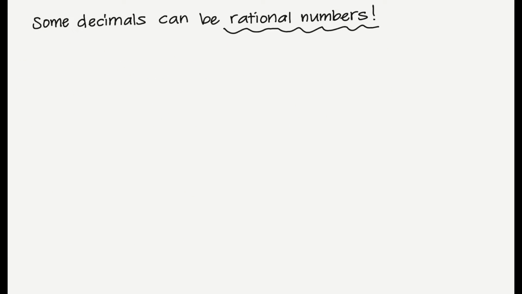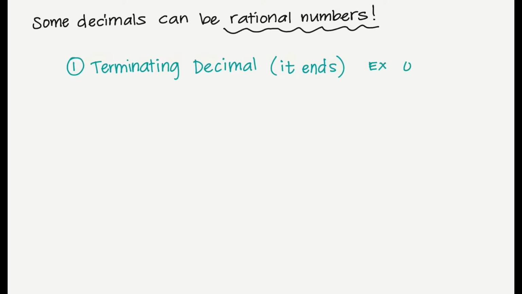Some decimals can be rational numbers, which means some decimals can be written as a fraction. And there are 2 types of decimals. The first is called a terminating decimal. This means that it ends, it stops, it terminates, okay? So for example, 0.752, it stops, it doesn't keep on going.